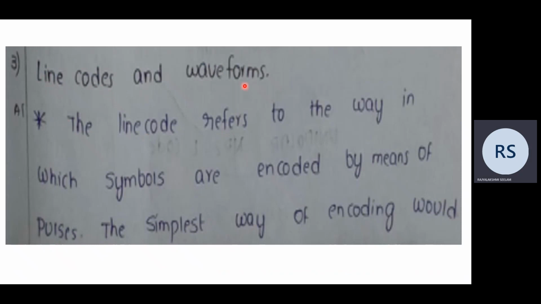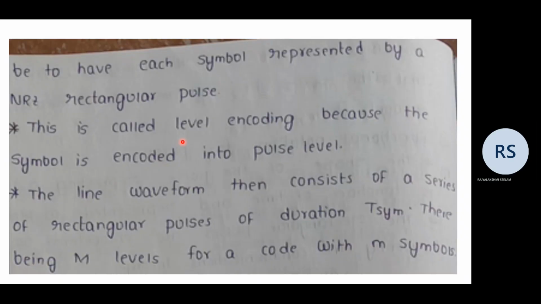Next one, line codes and waveforms. Line codes refer to the way in which the symbols are encoded by means of pulses. The simplest way of encoding would be to have each symbol represented by a non-return to 0 rectangular pulse. This is called level encoding because the symbol is encoded into the pulse level. The line waveform consists of a series of rectangular pulses of duration t symbol, there being m levels for a code with m symbols.